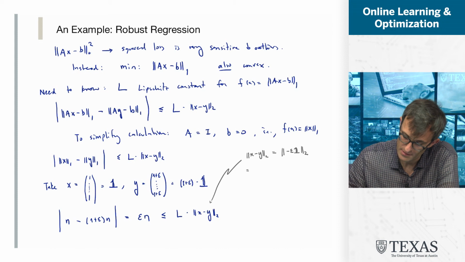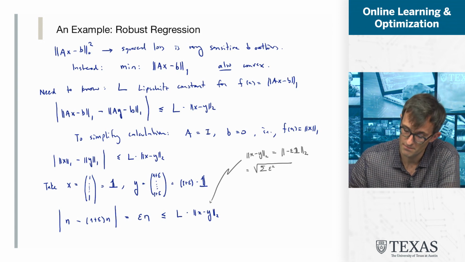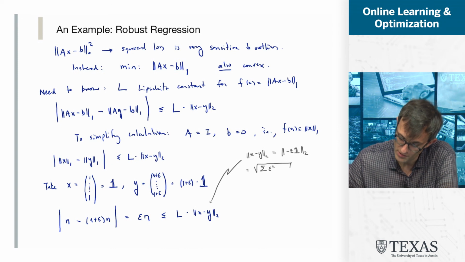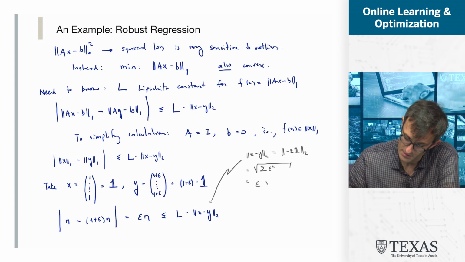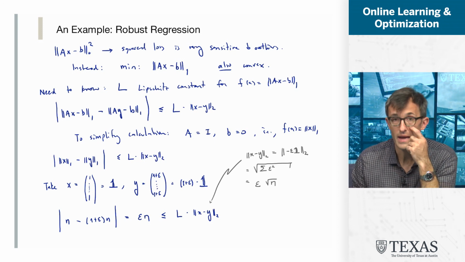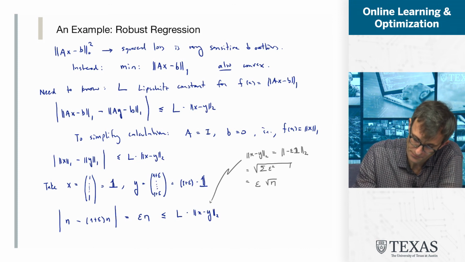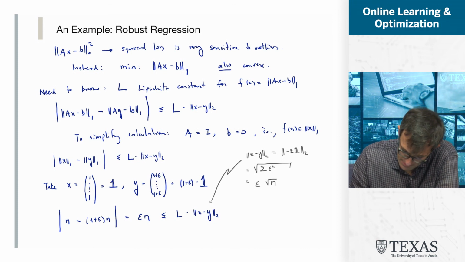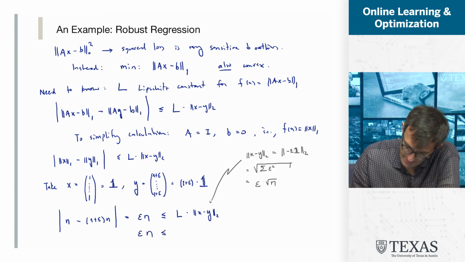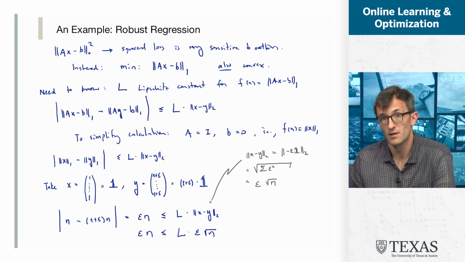This is equal to the square root of the sum of epsilon squared, which is equal to epsilon times the square root of n. Okay, so plugging this in here, I've got that epsilon n is less than or equal to L times epsilon times the square root of n.